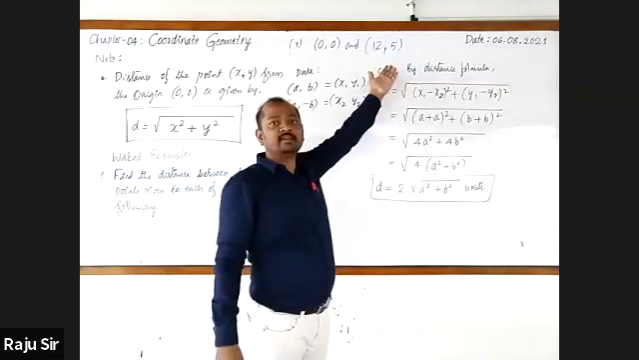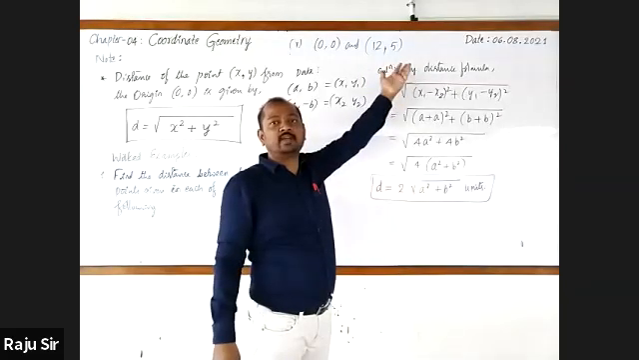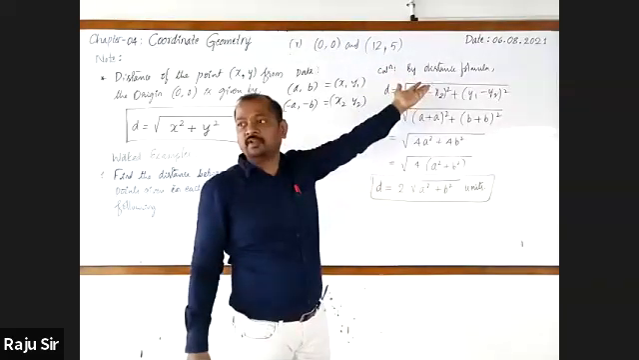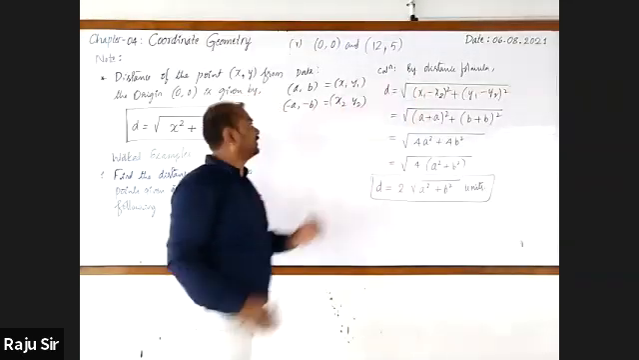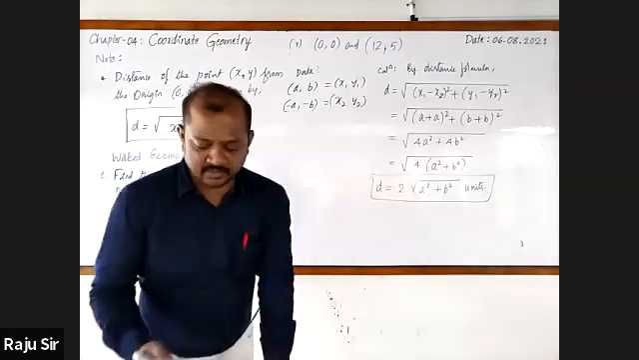12 square 144. 5 square 25. 144 plus 25 is 169. Square root of 169 is 13, sir. Such a simple one. 13 units. Correct.